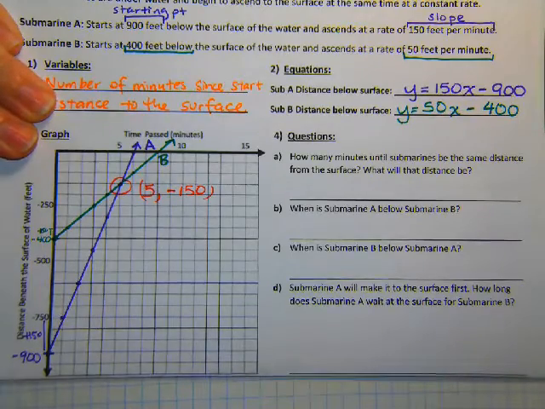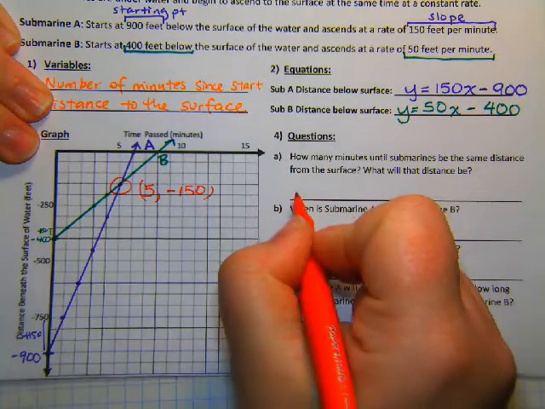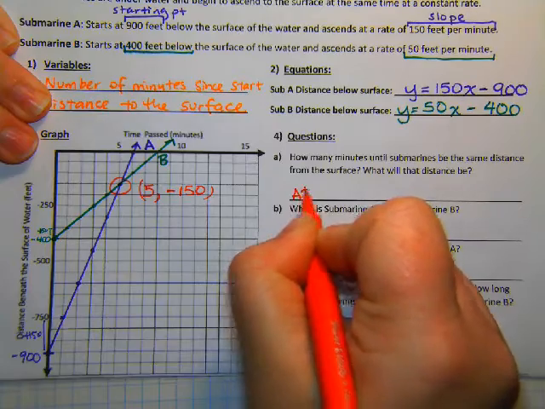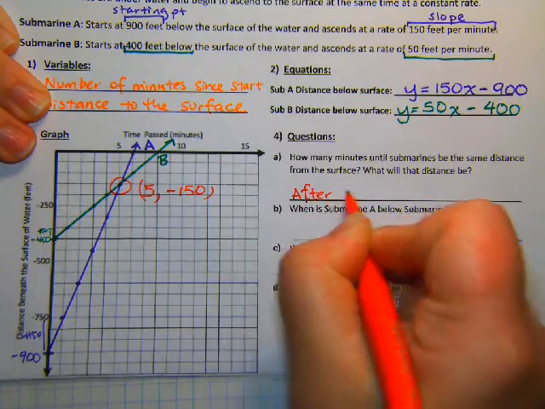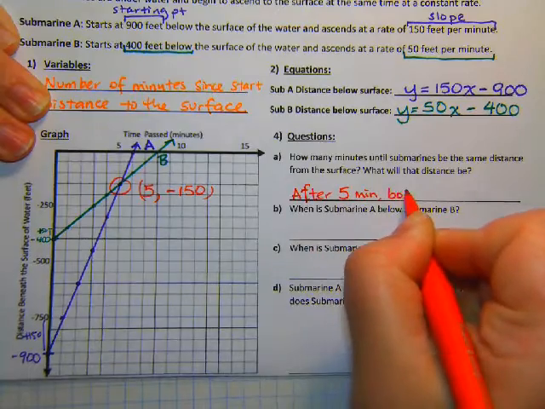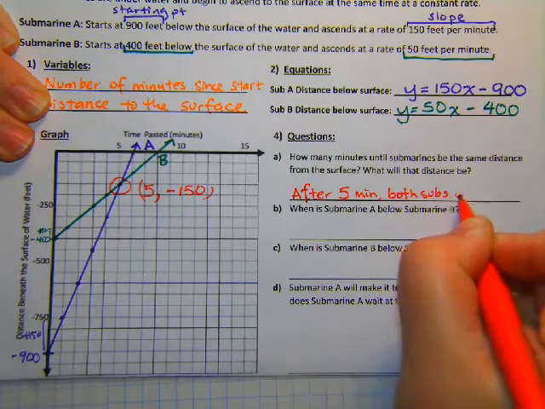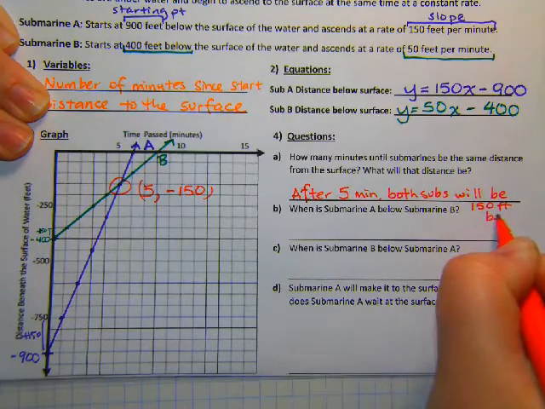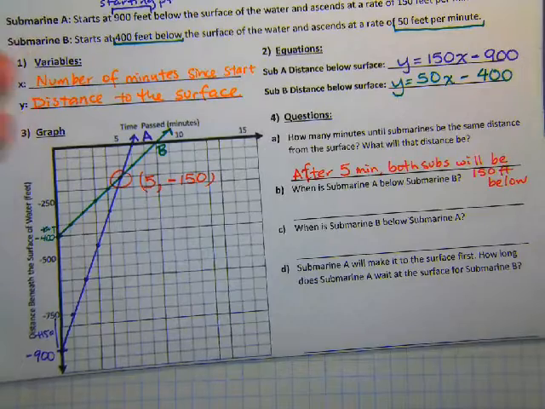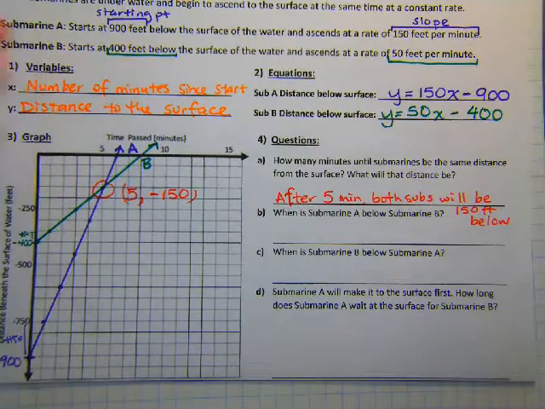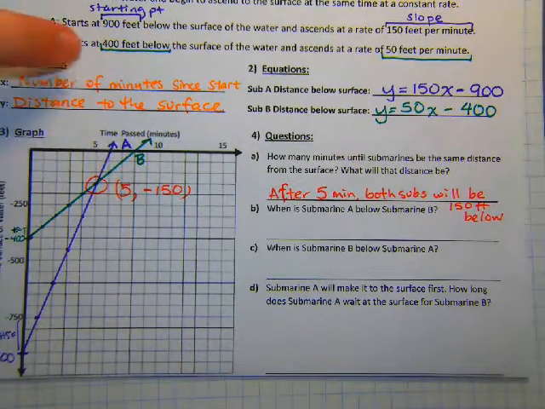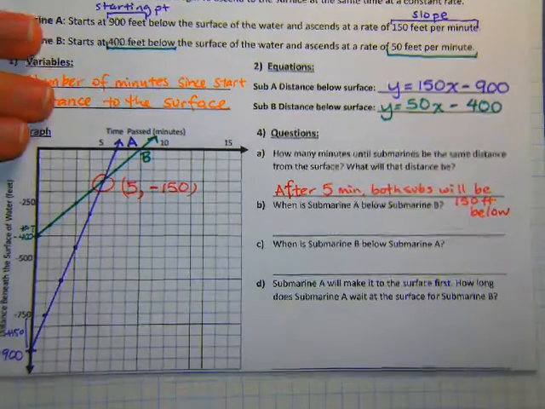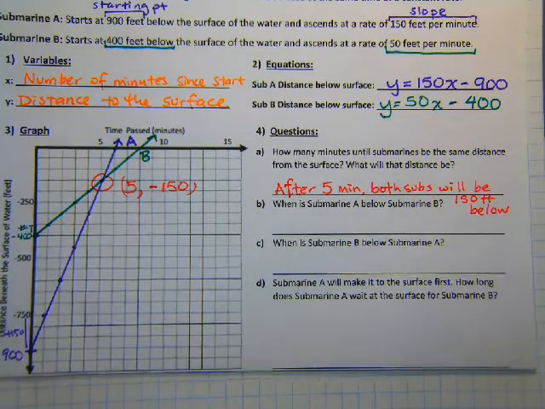So it says how many minutes until the submarines will be at the same distance from the surface, and what is that distance? So here, we know after 5 minutes, both subs will be 150 feet below. Did I give myself room? Okay, notice I didn't write negative 150. Even though this is a negative 150, up here, these are negative 900 and negative 400, but they didn't write it that way. The phrasing of the word below implies a negative. So instead of writing below negative 150, we just use below, and that implies a negative.